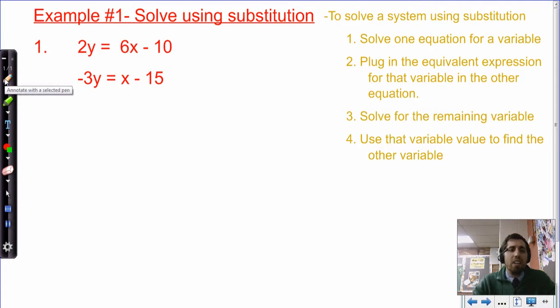This says, solve using substitution, and the two equations are 2y equals 6x minus 10 and negative 3y equals x minus 15. Step number 1 we said is to solve one equation for a variable.